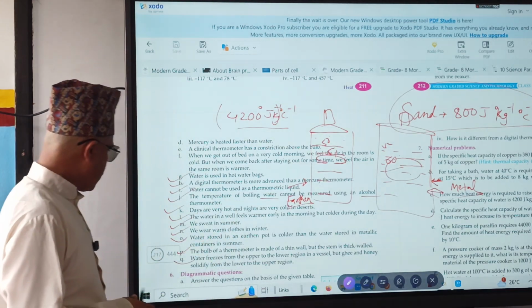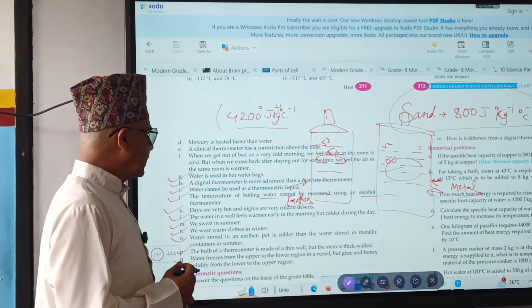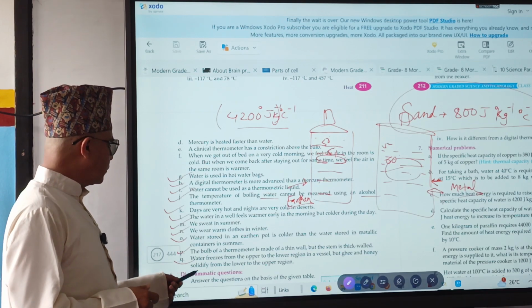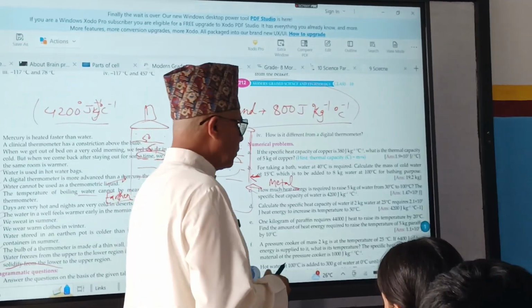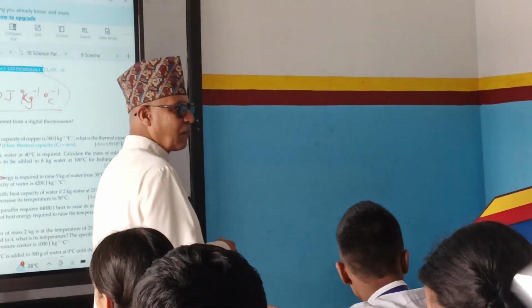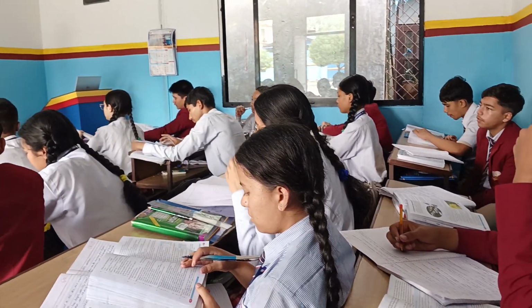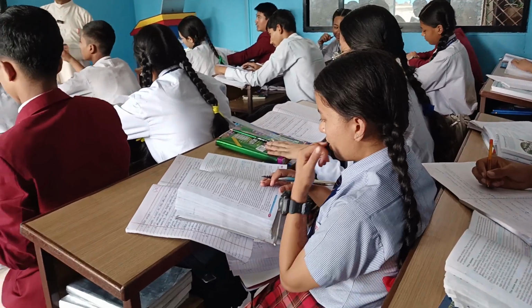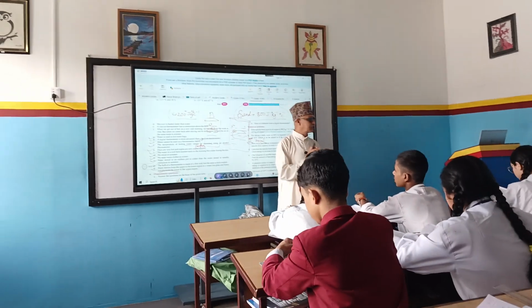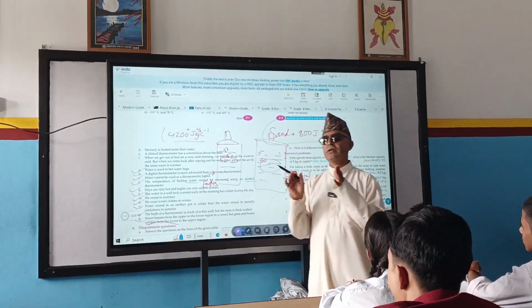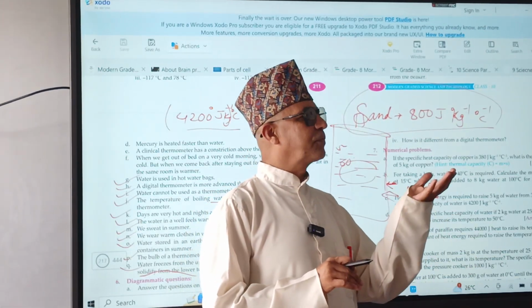Number Q. Water freezes from the upper to lower region in a vessel, but ghee and honey solidify from the lower to the upper region. Yes, this question was discussed. Why? The density of ghee and honey is more in the solid state. That's why they solidify from the lower region.